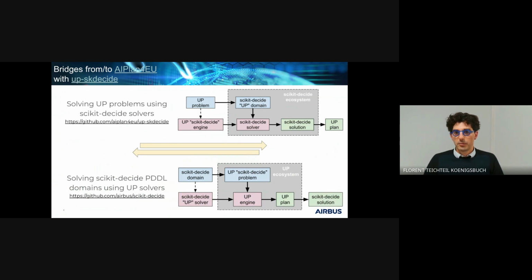We specifically develop bridges from and to AI Plan for EU, thanks to UP Scikit-decide, and also thanks to specific hub domains and solvers linked to UP in Scikit-decide. With the first bridge, we can solve a UP problem using Scikit-decide solvers, and you can find them in the UP Scikit-decide GitHub repository. It starts with a UP problem that we embed inside the Scikit-decide UP domain that we then solve using a Scikit-decide solver, providing a Scikit-decide solution. All of this within the Scikit-decide ecosystem.